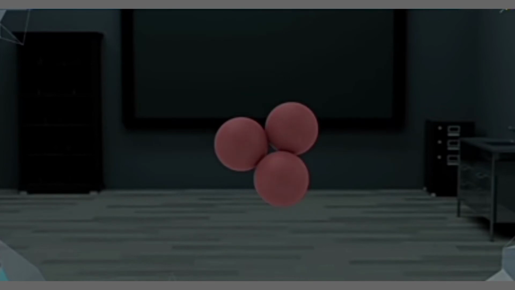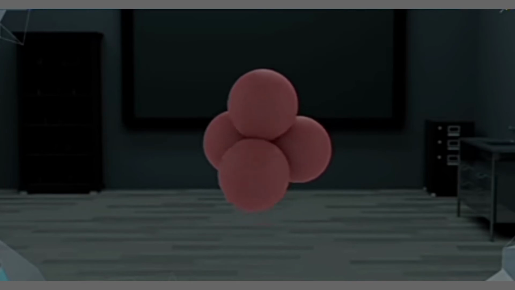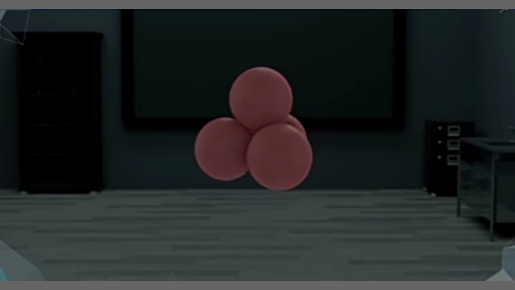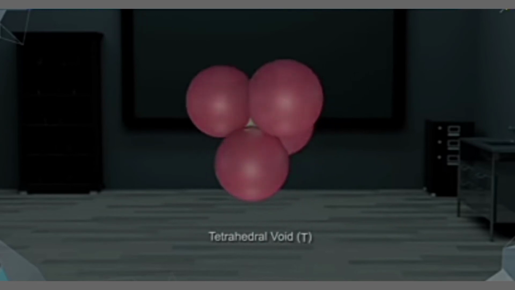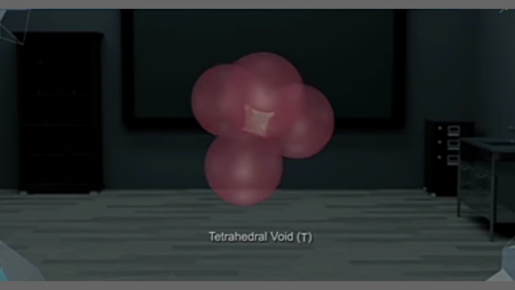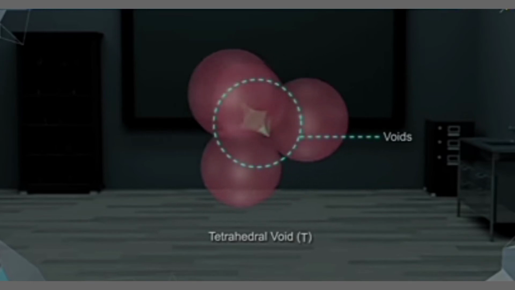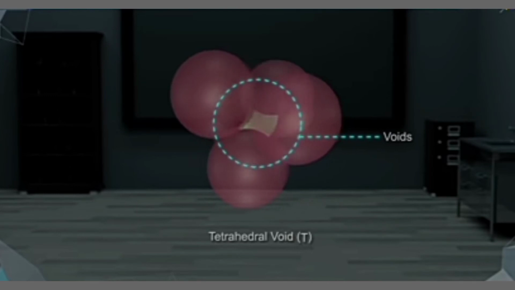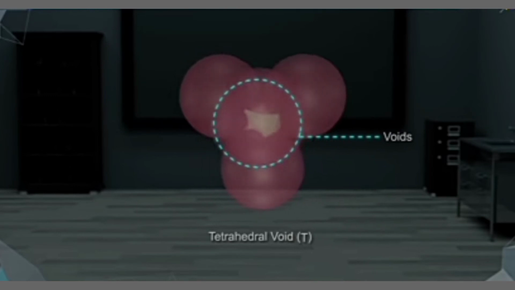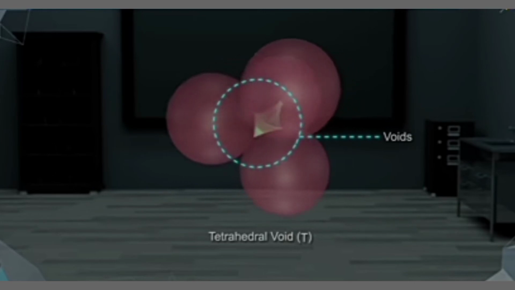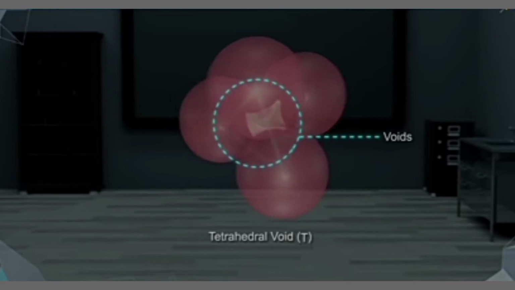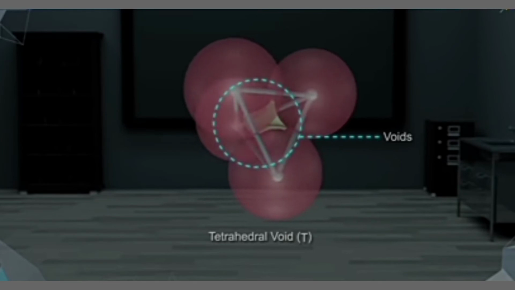When we place the close-packed layer above the depressions of the first layer, we will notice that at some places the triangular voids of the first layer are being covered by the spheres of the second layer. At such places, this type of void is called a tetrahedral void, since a tetrahedron is formed by joining the centers of four surrounding spheres.